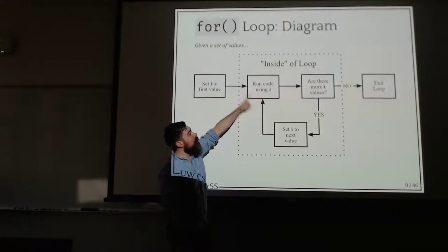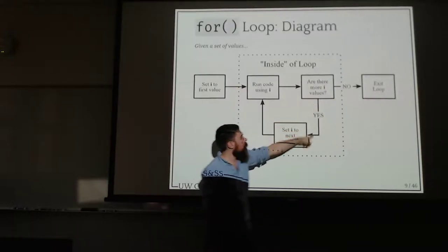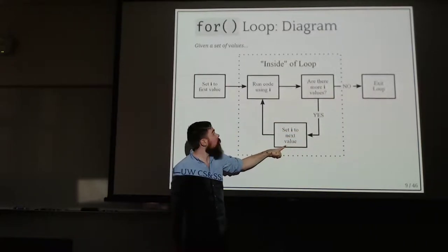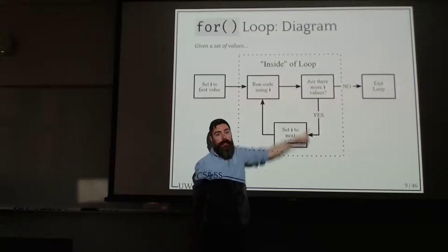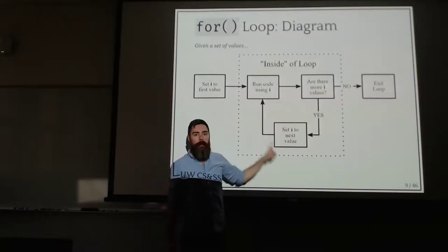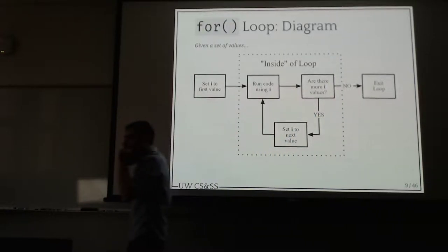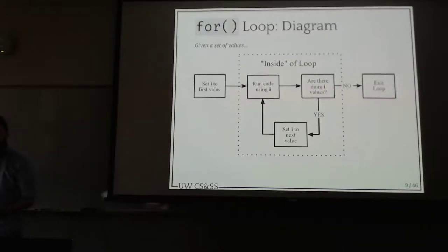You will run code using I. You then say, are there more values of I? If there are, go to the next value, do it again. Do it again. If there's 10 million values, it will do this 10 million times. It will run out, and then it will exit the loop and finish. It will keep running until it runs out of values.